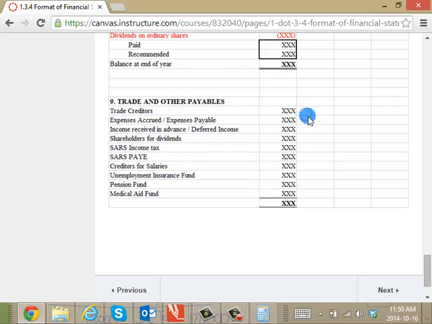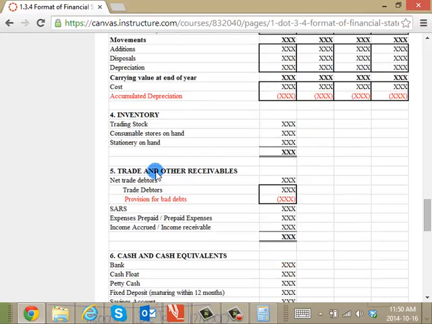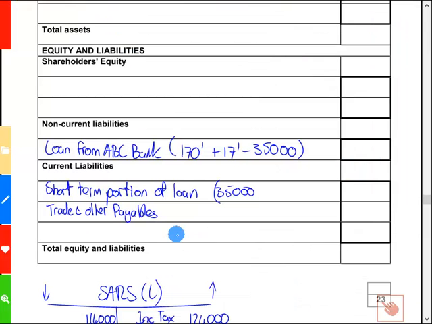And if we just go up a little bit here, I just want to show you the trade and other receivables note. It's got your net trade debtors, which is your trade debtors minus provision for bad debts. Your SARS account if it is an asset, right? But in our case, it's a liability, prepaid expenses, and your accrued incomes. So in this case it's a liability, so we can just refer ourselves here to calculation B. Just make sure you're writing that down. Calculation B, 10,000.